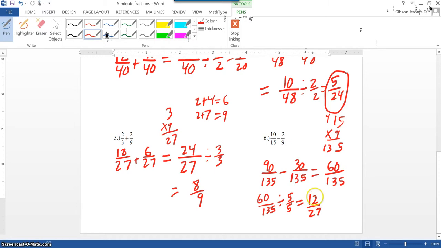Now if we look again, both of these are not even. Both of them do not end with 0 or 5. So let's try 3. We could go off to the side here. With the 1 and 2, we know 1 plus 2 is 3. And with the 2 and 7, we take 2 plus 7 is 9. We know 3 can go into both of these. So we will divide both by 3. 12 divided by 3 is 4. And finally, 27 divided by 3 is 9. And 4 and 9 have nothing in common.